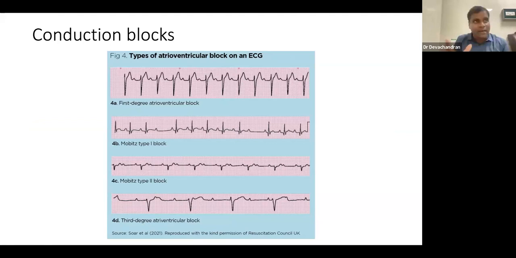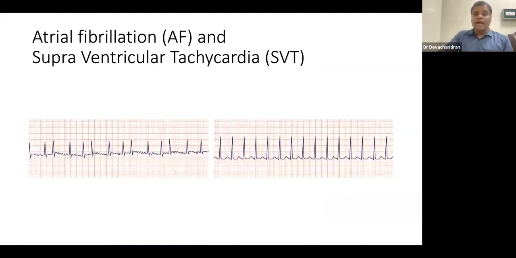So it's important that you also know about the blocks. I want to quickly go through the differences between flutter and fibrillation. I mentioned that already. So if you look at your 6 questions, is there any electrical activity? Look at the right side. Yes, there is electrical activity.